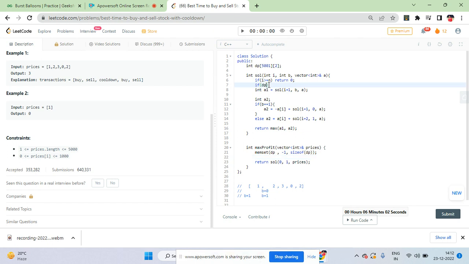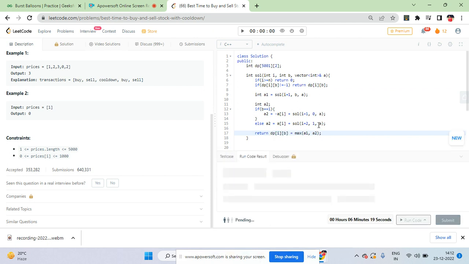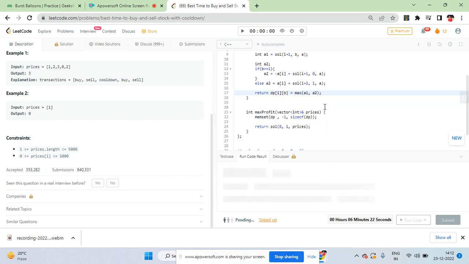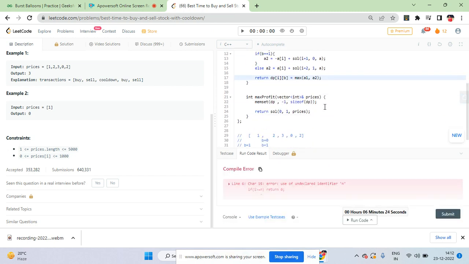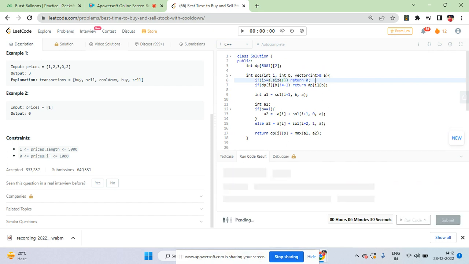And if your dp is basically already calculated for this state, why are you calculating again? If dp of i comma b is not equal to minus 1, you will just return dp of i comma b. Otherwise you will just do the calculation. And now let's store the dp of i comma b, so that if you want it again you can just take it from there. Okay, n is not declared, let's say it's a dot size.